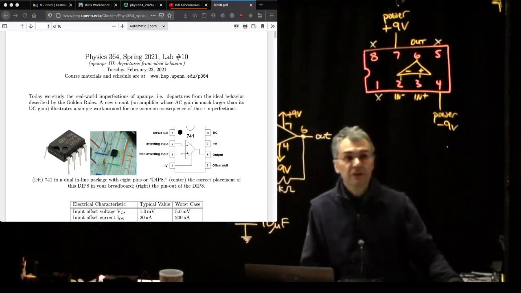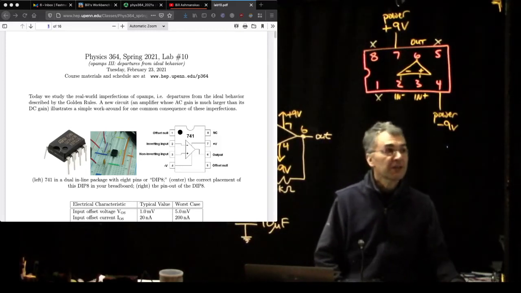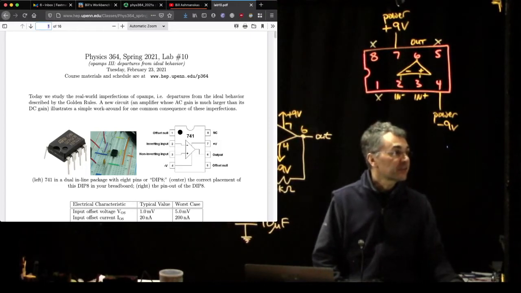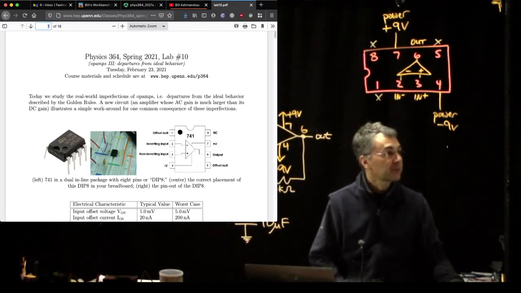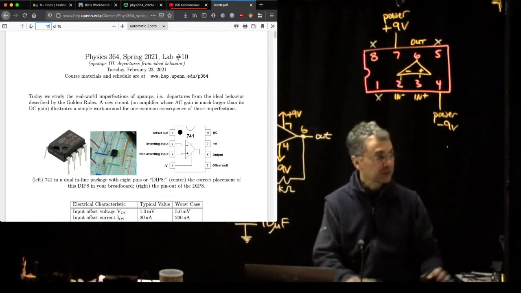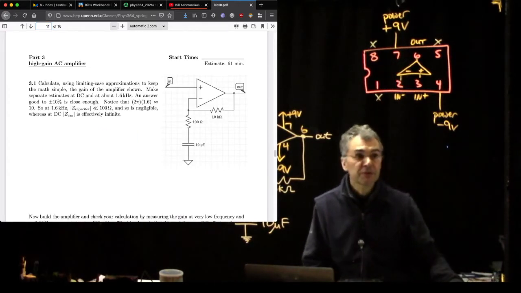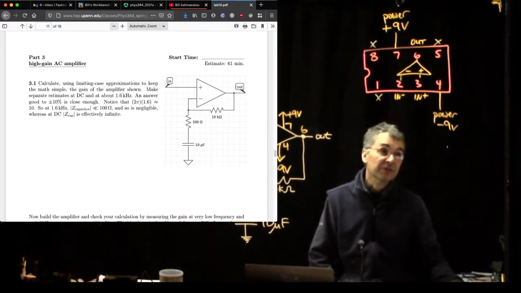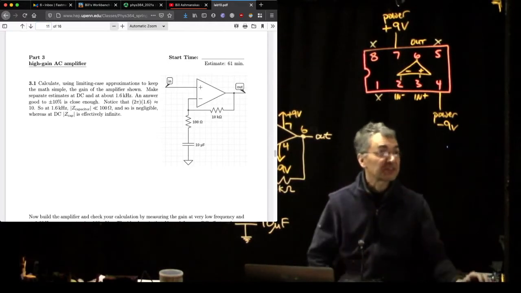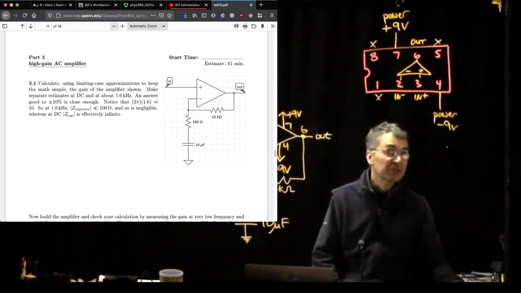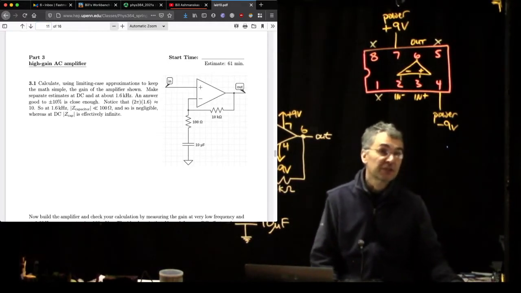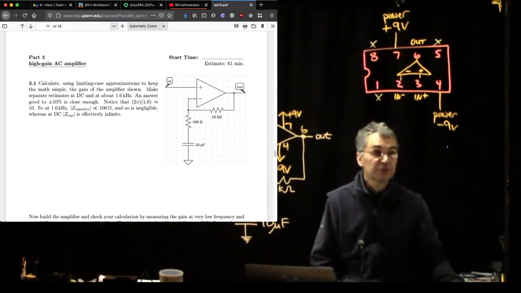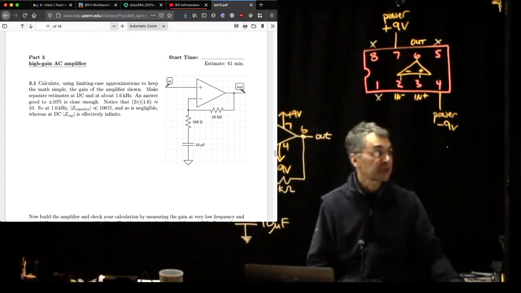Okay, we are looking at lab 10, which is the op-amp imperfections lab, and in particular we're looking at part 3, which is the most fun part of this lab. It's kind of the clincher at the end, and this is the only part that I really think is worth doing in the real hardware if you want to be selective about what you do in the real hardware.